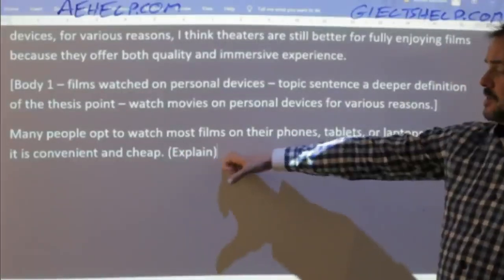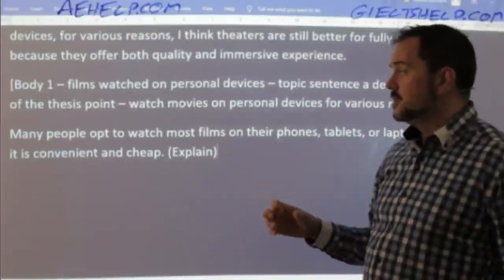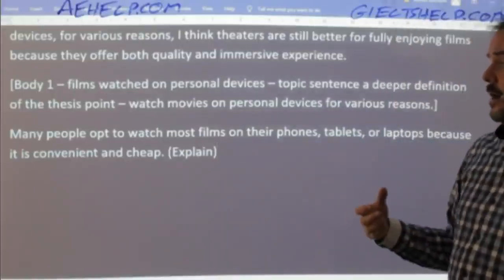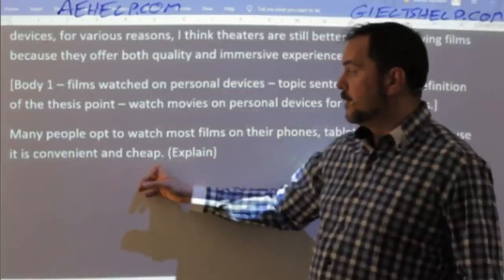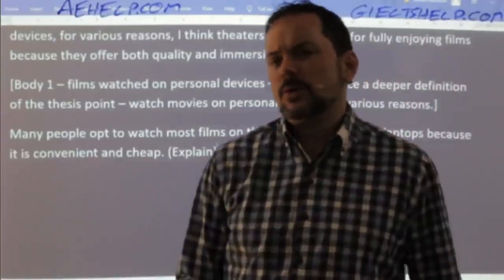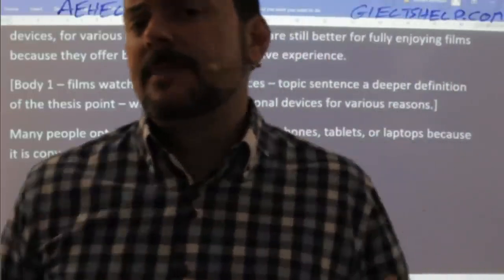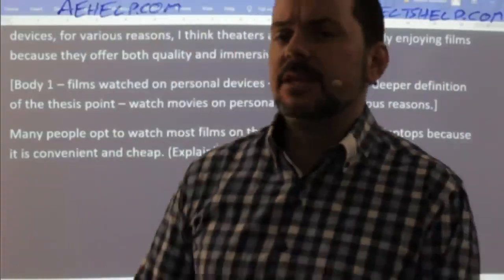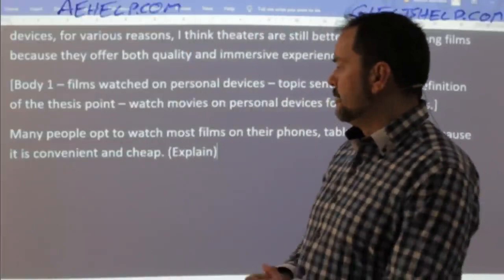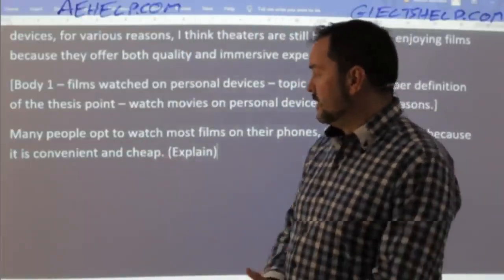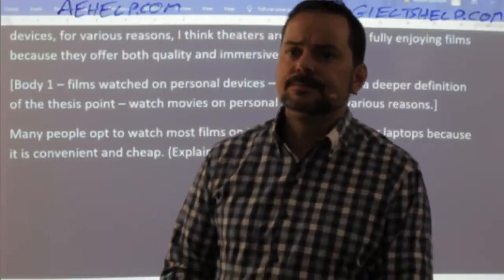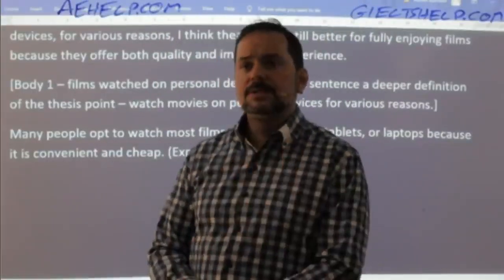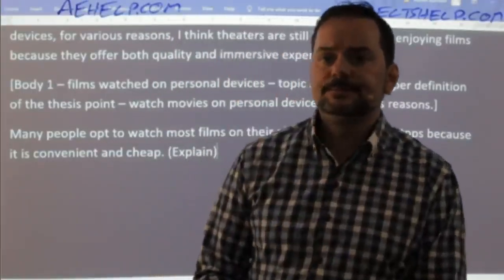So with the explanation, we're basically thinking, okay, so we need to tell our reader what we mean by convenient and what we mean by cheap. So what does that mean? What does it mean that you can watch a film conveniently and inexpensively using your phone? Okay, Jainil, you have a good topic sentence as well.